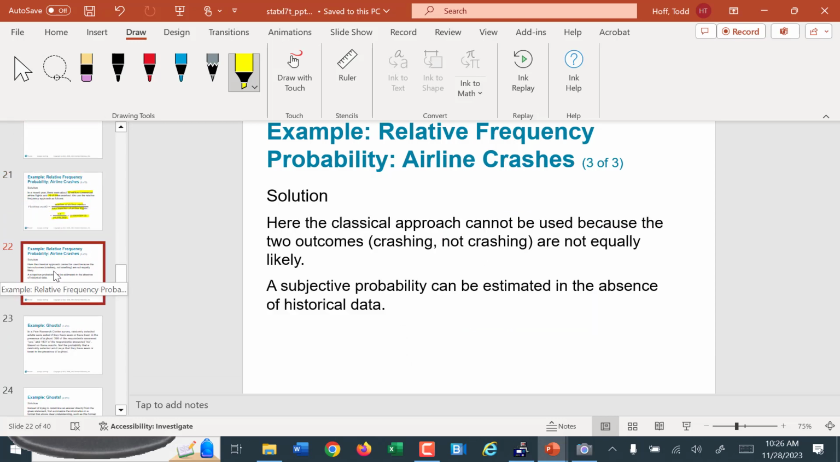Relative frequency had to be used here because the classical approach could not work, because crashing and not crashing are definitely not equally likely. If we didn't have all that historical evidence of 16 crashes out of 39 million flights last year, we could use subjective probability to estimate. But when we have large numbers like 39 million flights, a lot of times, even the estimation, we can't imagine those large numbers.